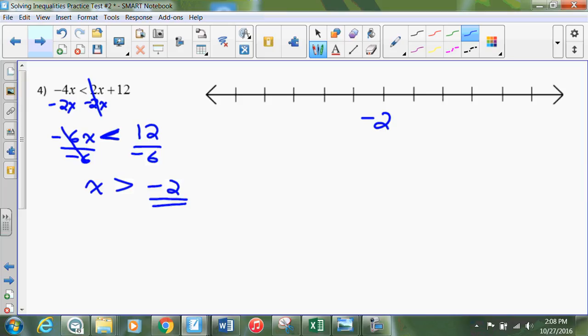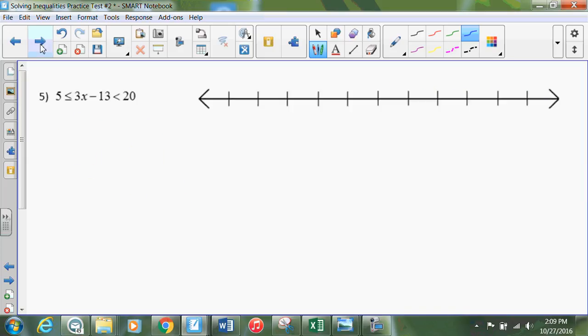It doesn't say greater than or equal to. So since that line isn't there, I have to do an open circle, because -2 is not part of my solution. X is greater than -2. So all the numbers that are greater than -2 are way over here, like 5 and 10 and 100.